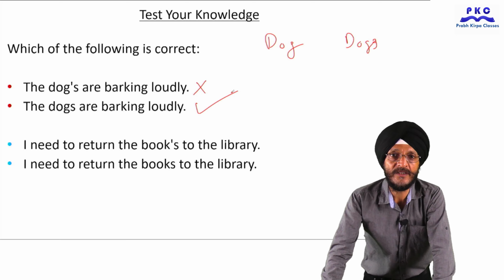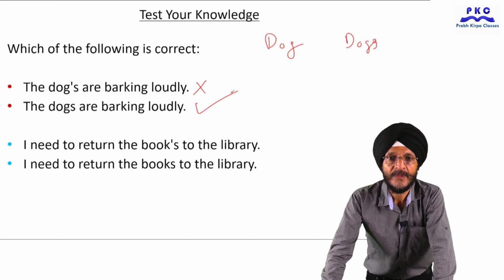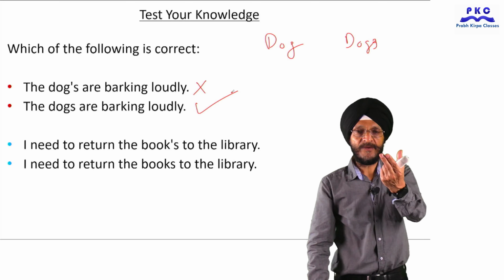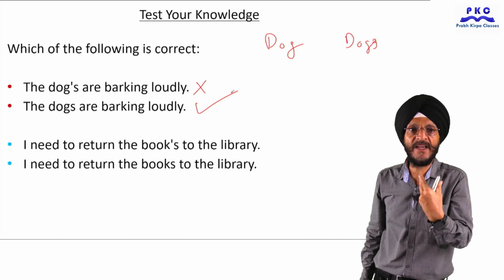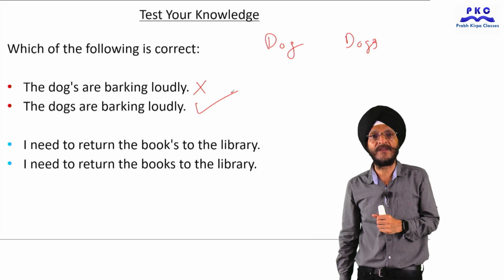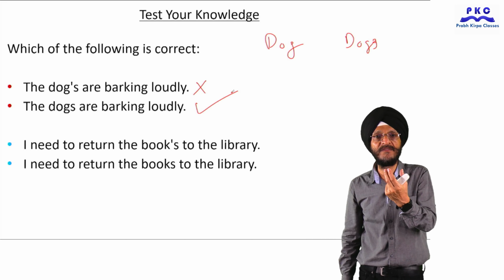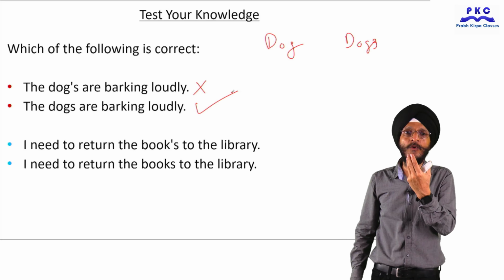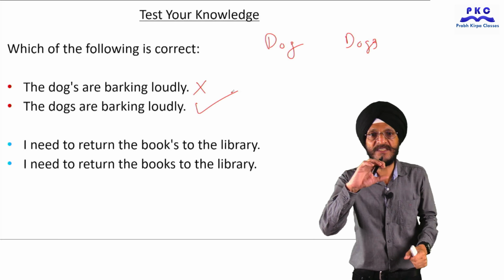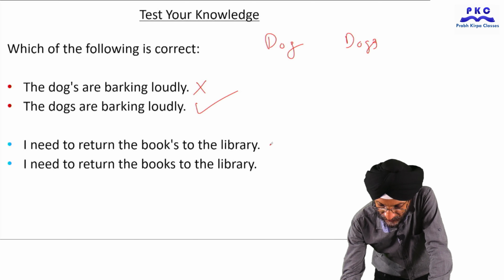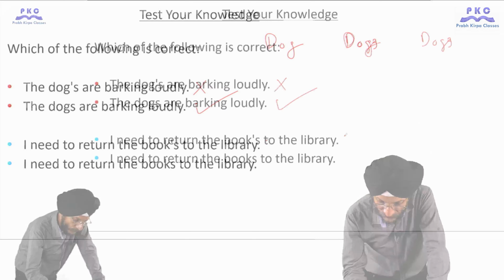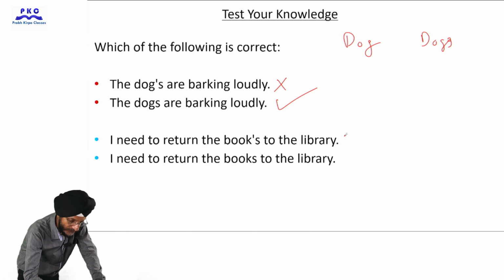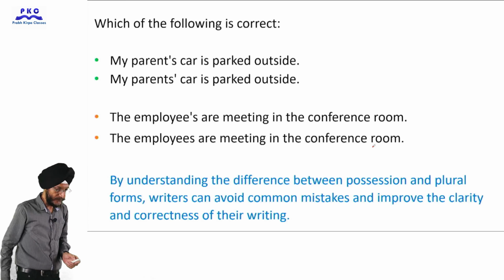I need to return the books to the library. Here I have borrowed some books from the library and I have to return the same to the library. So here we are concerned with the plural form of books and not with the possessive form. So here it is wrong. Here it is okay.